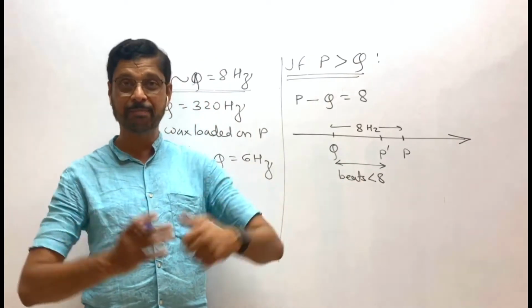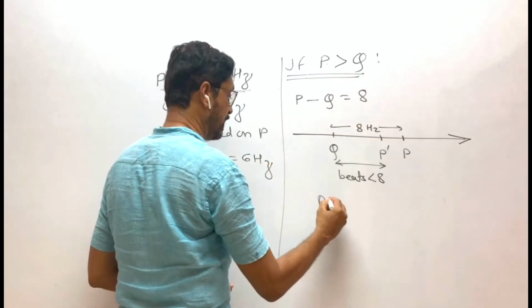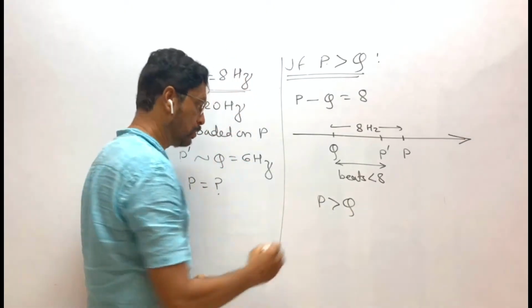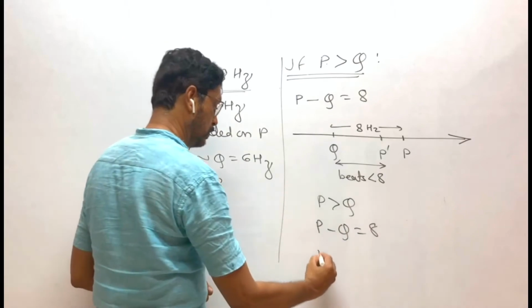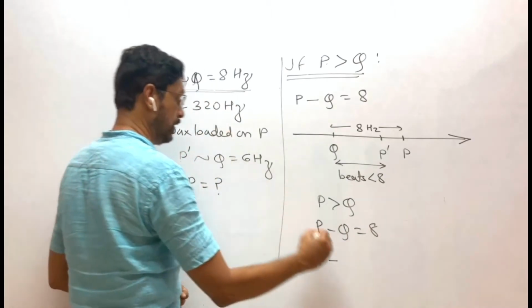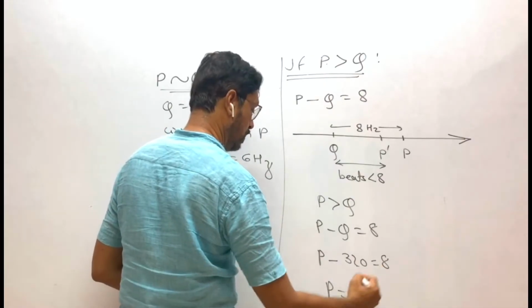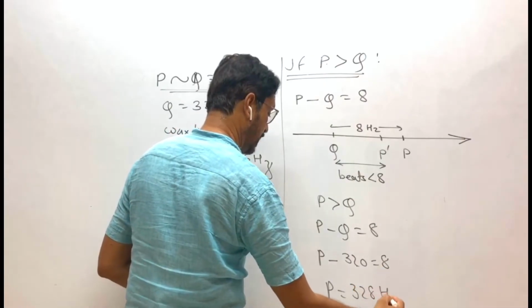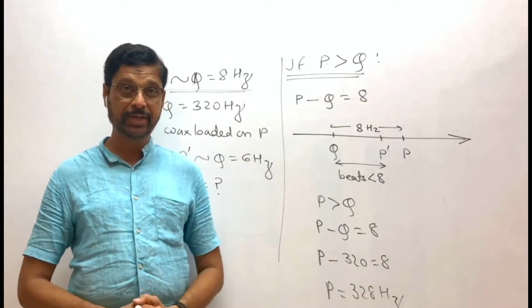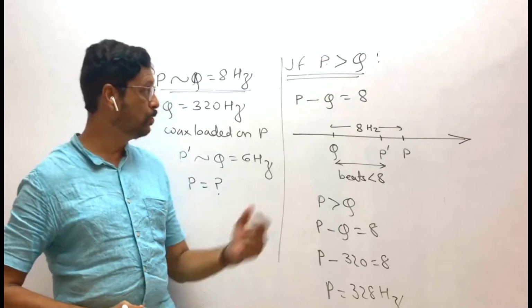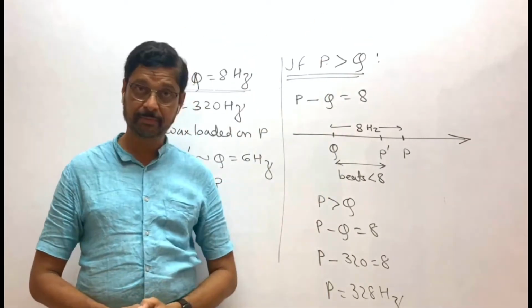मींस आवर assumption is correct, means P is greater than Q. So P minus Q is equal to 8. So P minus Q, 320, is equal to 8. So P is equal to 328 hertz. Frequency of P is 328 hertz. So we assume that P is greater than Q, and you got this.